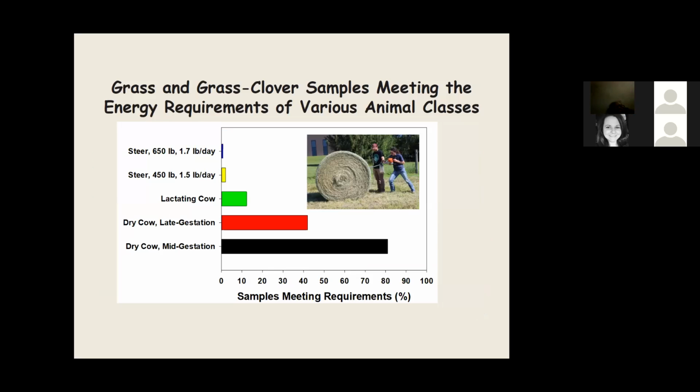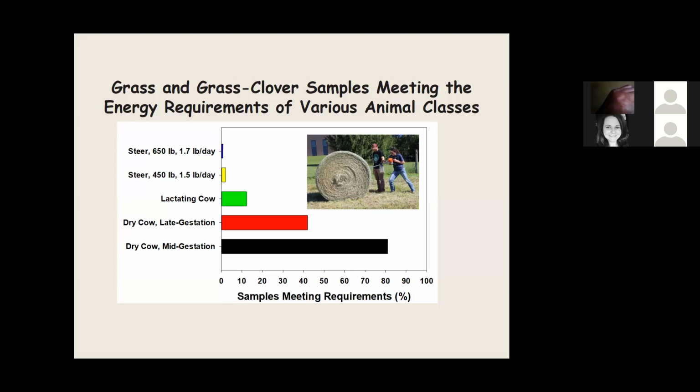Here's a chart that kind of gives an idea on the grass clover samples in that large lot that was analyzed. When we look at a dry cow in mid-gestation, so that minimal nutrient requirement, 80% of those hay samples met the needs of that dry cow without supplementation.